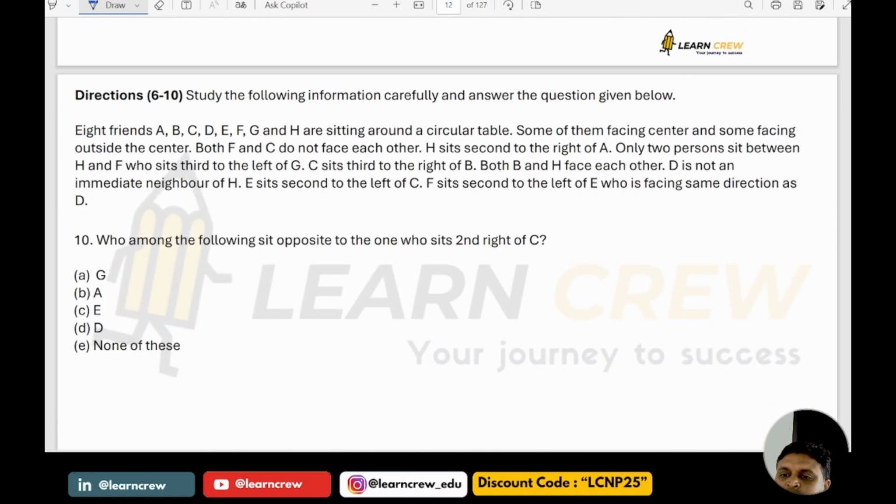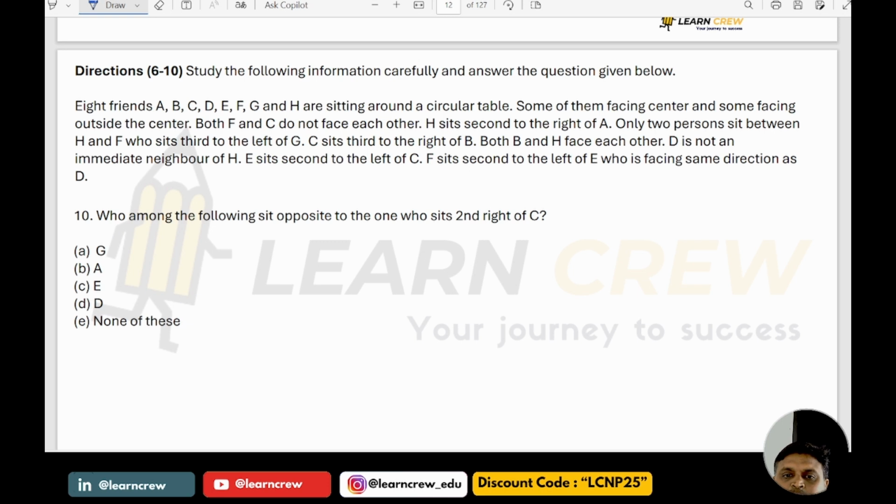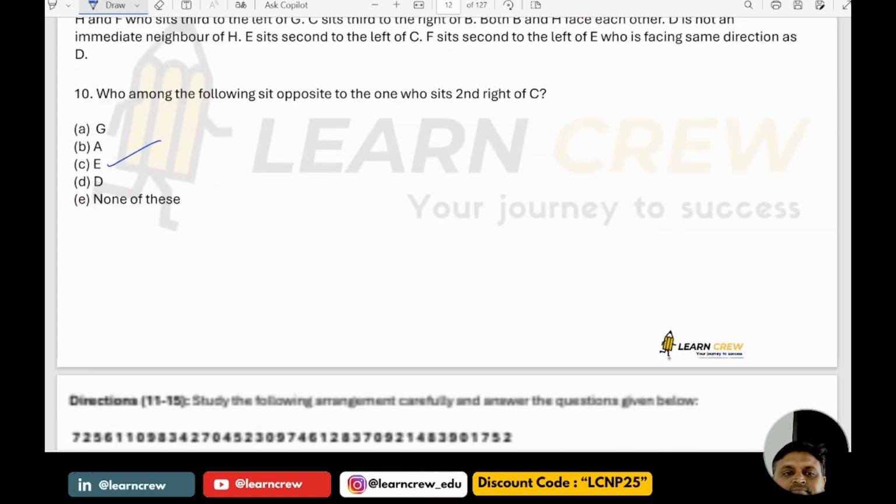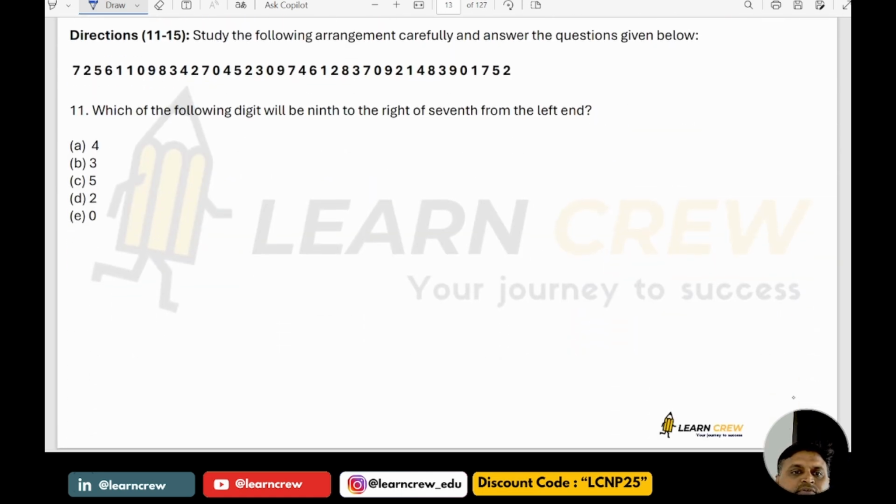Next. Who among the following sits opposite to the one who sits second to the right of C? Second to the right of C is actually D. Opposite to D, who is there? E. E means it is option C.